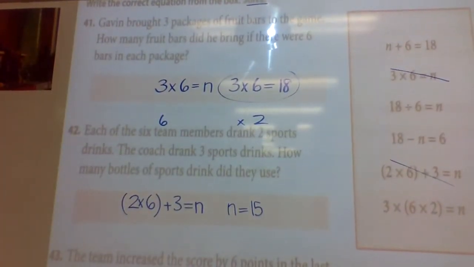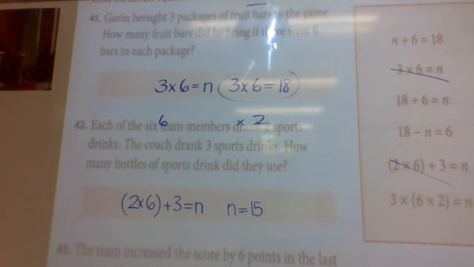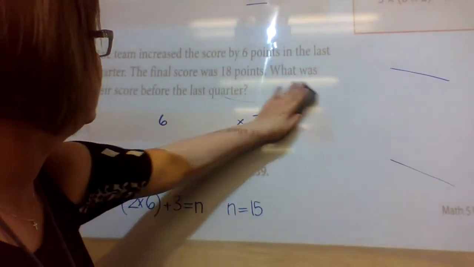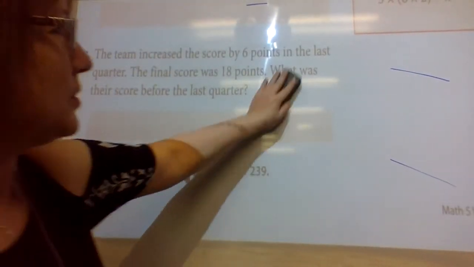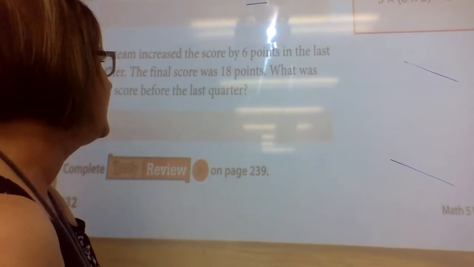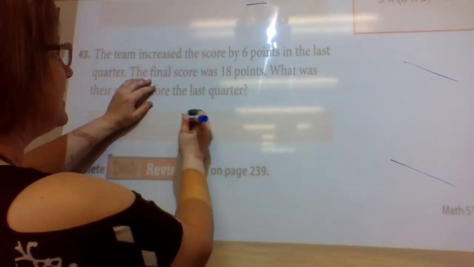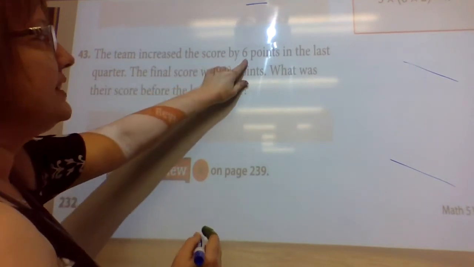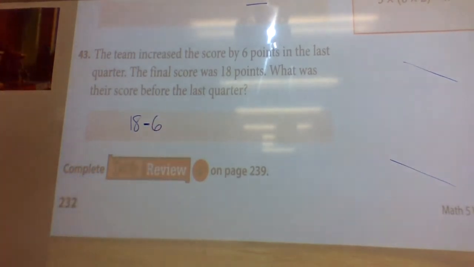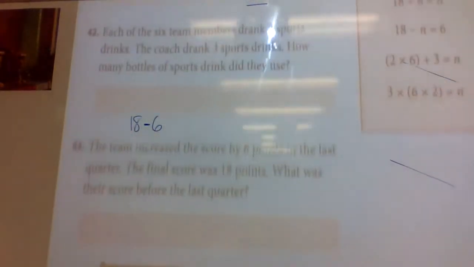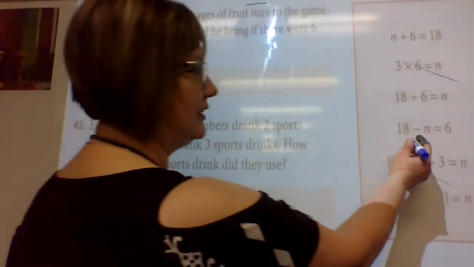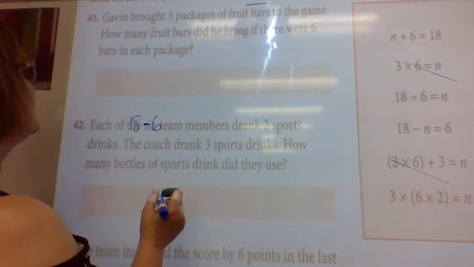Okay, and then I'm going to just read this. Well, I wish this box would stay put while I move this, but that's okay. The team increased the score by 6 points in the last quarter. The final score was 18 points. What was their score before the last quarter? Okay, so final score is 18, and they scored 6 right before, and we want to know what it was before that. So 18 minus 6, which one of these would that be? Yep, right there. 18 minus n equals 6.